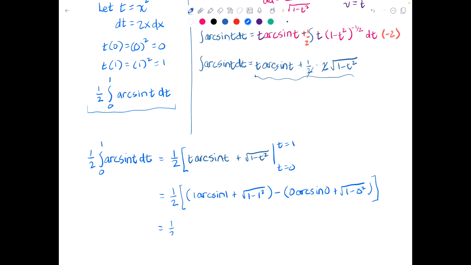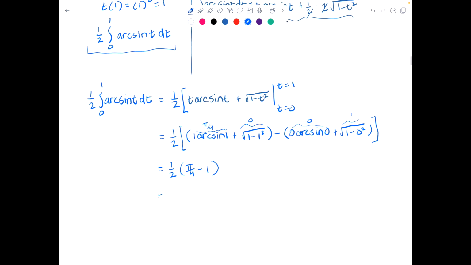Which gives us 1 half times. So this guy will be 0. This will be 0. This guy is pi over 4. And this is going to be 1. So we'll get pi over 4 minus 1. And then bringing out a quarter, we'll have 1 eighth times pi minus 4. And we're all good. How'd you do? Awesome. I knew you could do it.